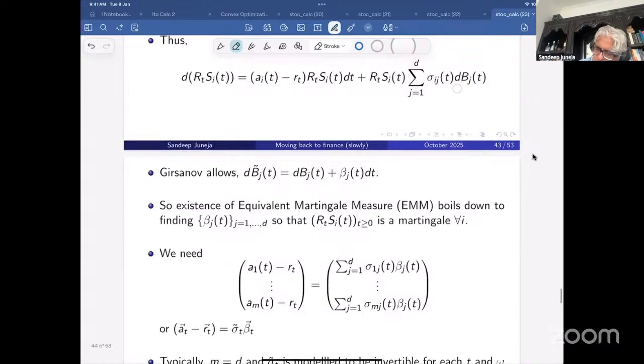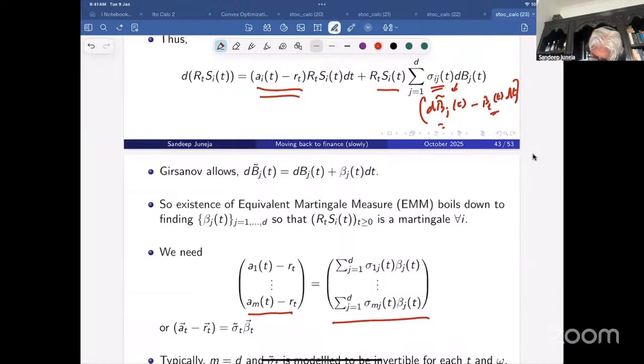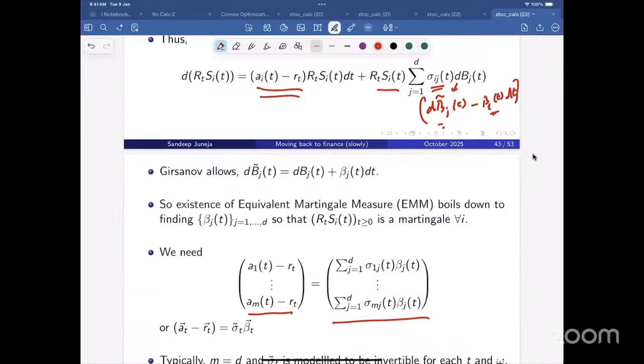Basically, what am I going to do? Here, let's just rewrite this as dB tilde j t minus beta j t dt. Then this will remain, and beta t dt will be multiplied by sigma j t r t S i t, and we want to choose our beta t in such a manner that this noise cancels. So we want a 1 t minus r t, a m t minus r t to be equal to this quantity. In that case, our discounted asset price process is going to be a martingale. It'll be a stochastic integral. So everybody with me on this? Yes. Right. This is what we need.